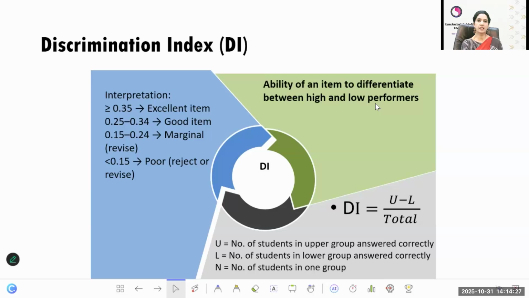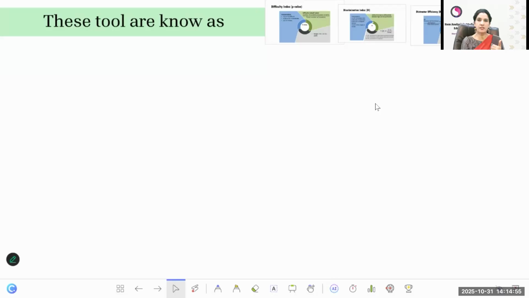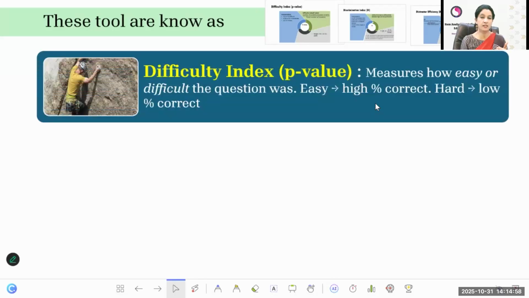And if you see the interpretation, generally we say that if it is more than 0.3, it is an excellent item, but it should be more than 0.2. So acceptability is, if it is more than 0.2, that means 0.25 to 0.34, and less than 0.2, generally we don't accept. There is a need to revise. And if it is less than 0.15, it is marginal or poor, and you need to revise the question.